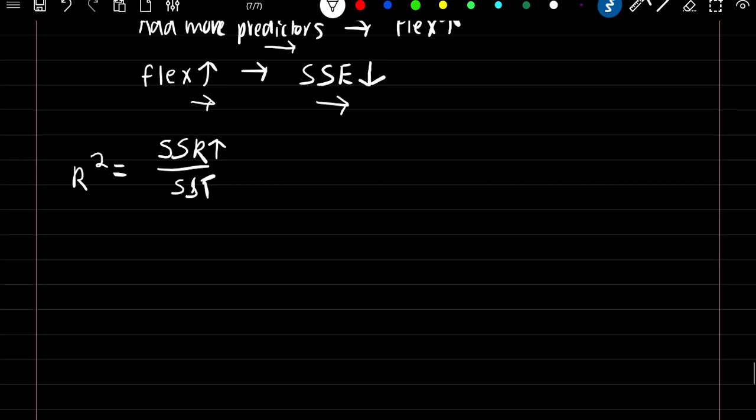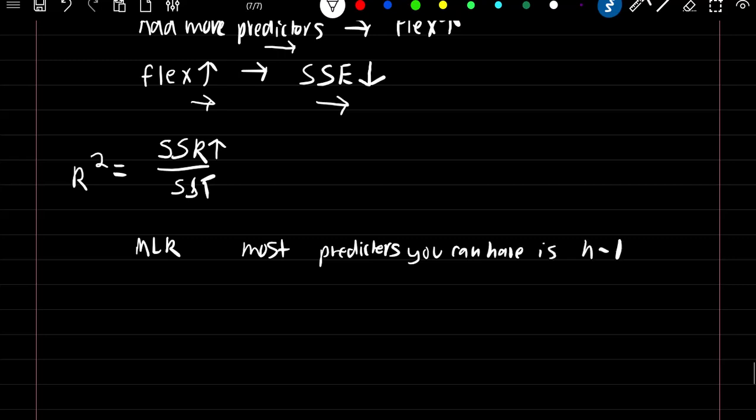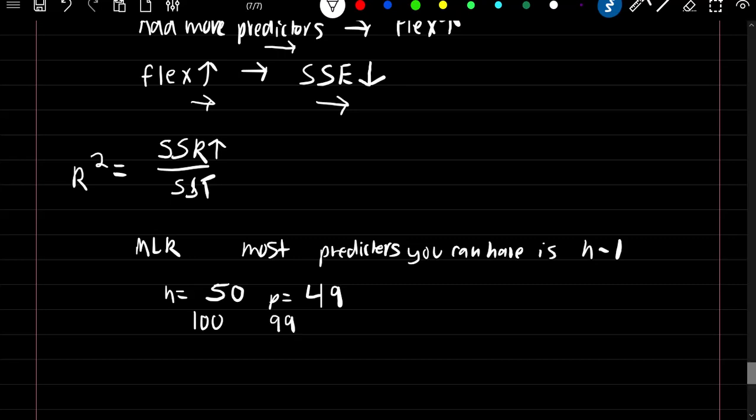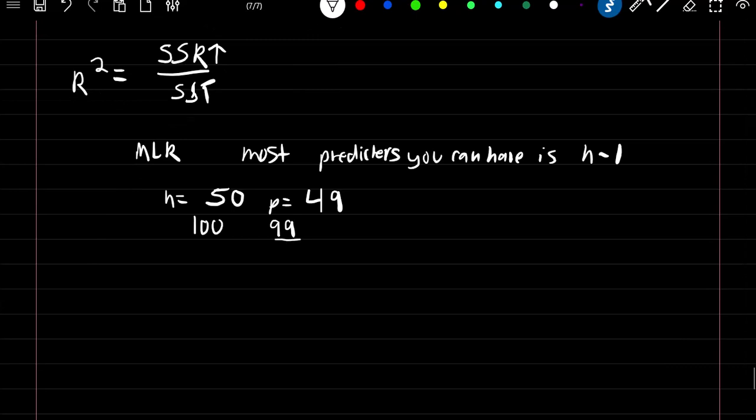So the second problem. So when you run a multiple linear regression, the most predictors that you can have is n-1. So if you have 50 observations, the most possible predictors that you can have is 49. If you had 100 observations, the most predictors you can have is 99. Now, if you use, say, 99 predictors for your 100 observations, your R-squared value would equal to 1. Or you would guess every observation perfectly in your train data.